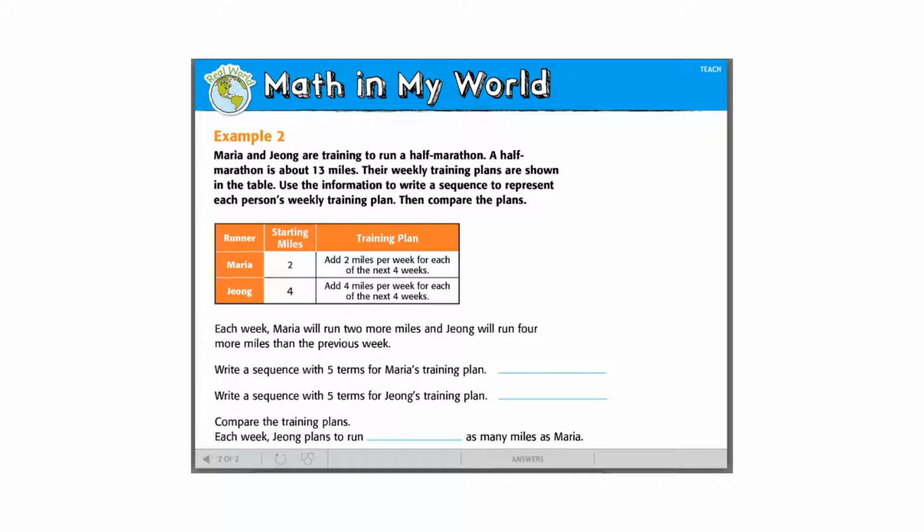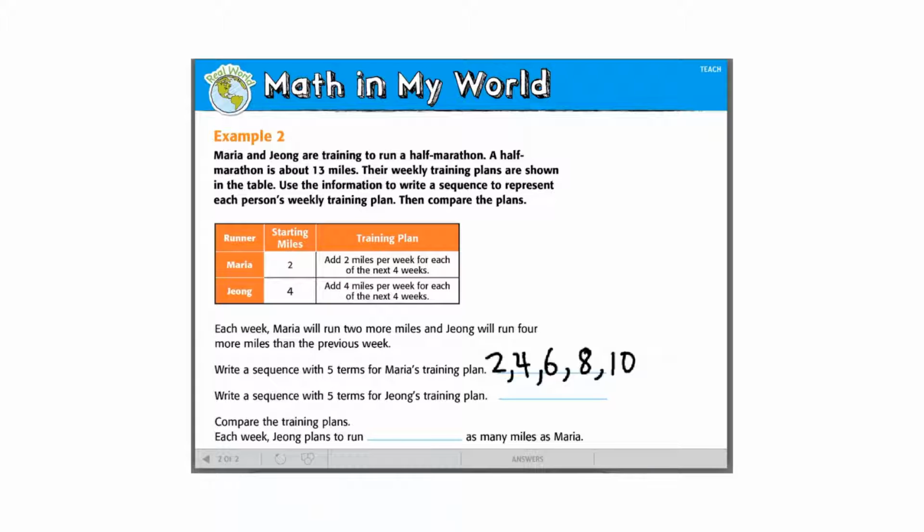So a sequence with 5 terms for Maria's plan will be 2 is what she started with, and then if she adds 2 miles each week, what would be the next week? 4. And then the next week, how many would she run? 10. That's 5. 1, 2, 3, 4, 5, right? They said 5 terms. So 2, 4, 6, 8, 10 would be the first 5 weeks of her training.